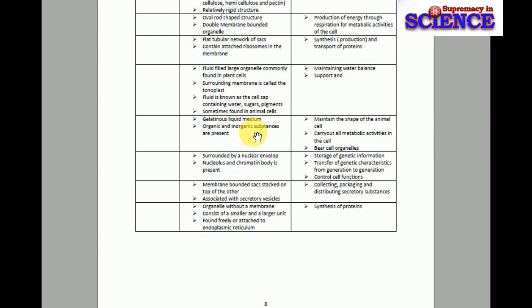This is the cytoplasm, right? It maintains the shape of the animal cell, because cytoplasm gives support to the animal cell. Only that, because there's no cell wall for the animal cell. It carries out all metabolic activities in the cell. That means it's a medium that contains water and other substances, nutrients, minerals and everything. So what will happen in here, they will get all the contents nicely.